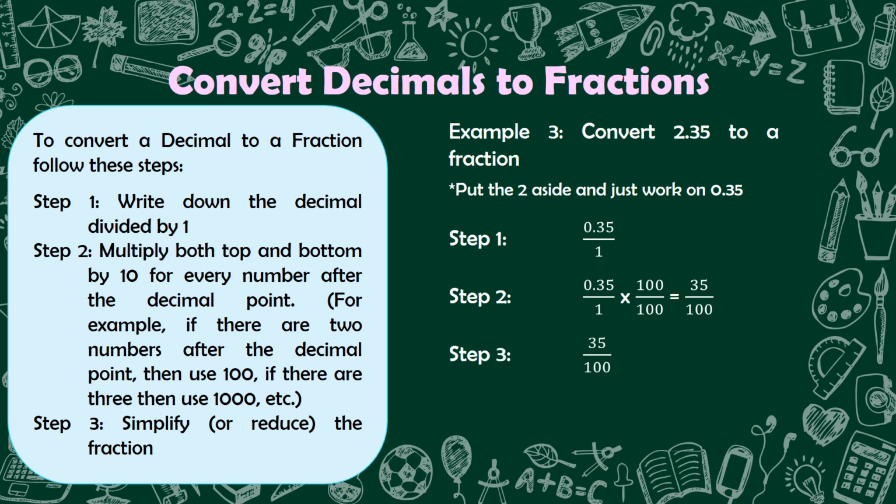Step 3, simplify. Get the greatest common factor of 35 and 100, that is 5. 35 divided by 5 is equal to 7 and 100 divided by 5 is equal to 20. Now bring back the 2 to make a mixed fraction. For our final answer, we will have 2 and 7 over 20.